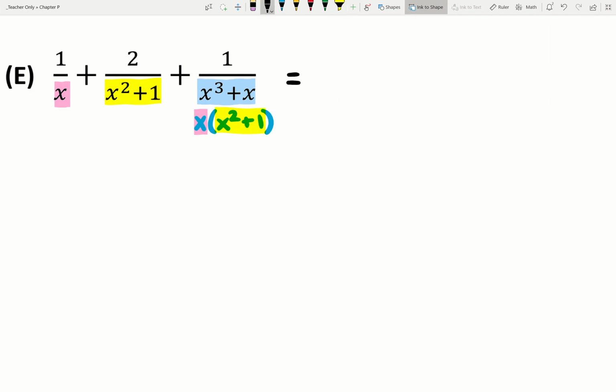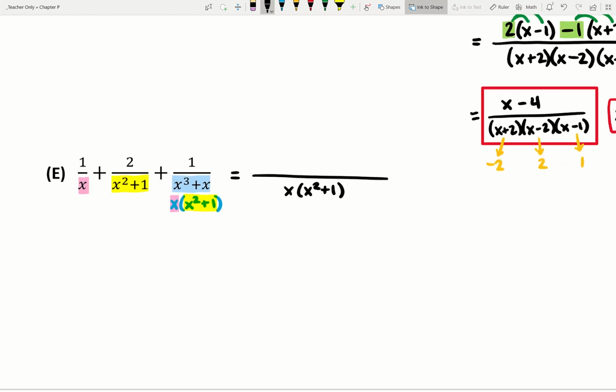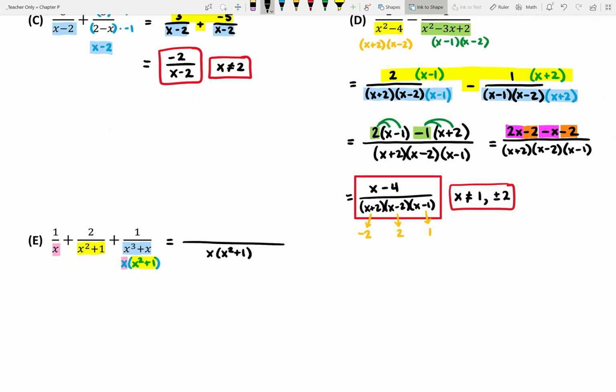So that means whenever you do this, you're going to have a big common denominator of x times x squared plus 1, and you would just have to introduce some terms to get those to match up. Again, for the sake of time, I'm going to skip out on that because it would be the exact same procedure as all these other examples.